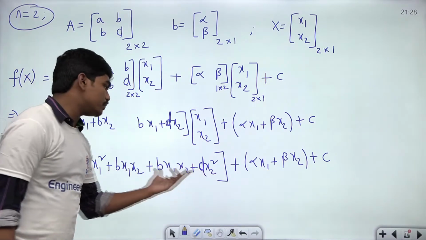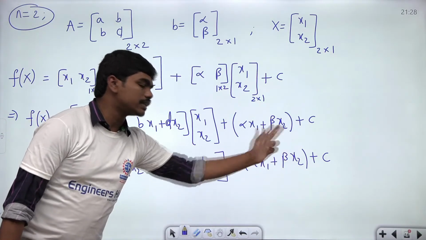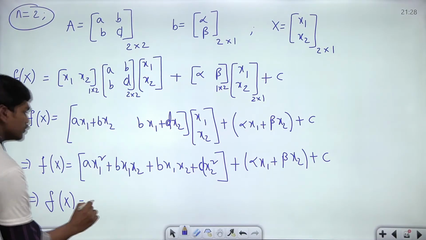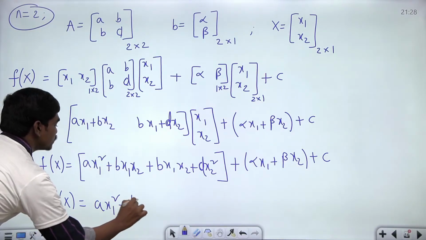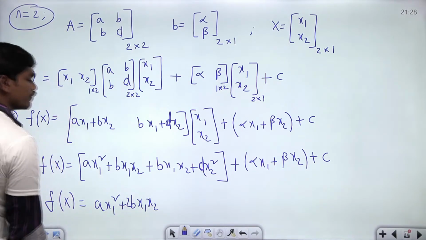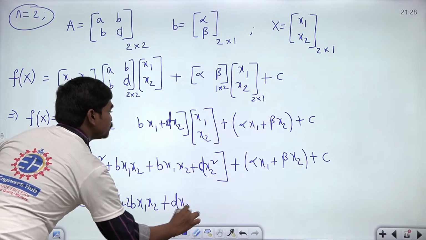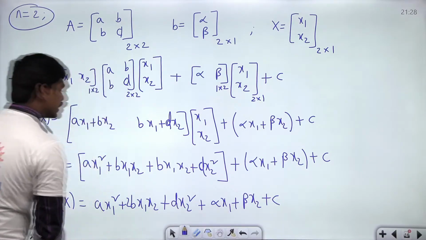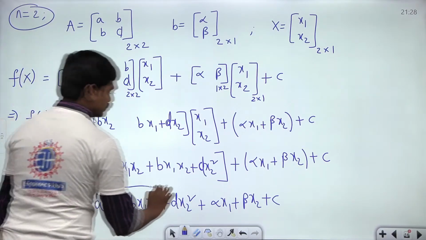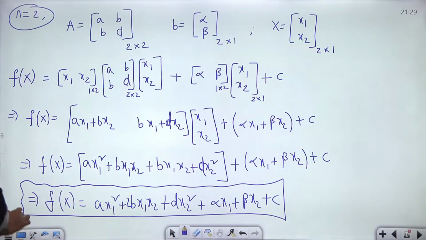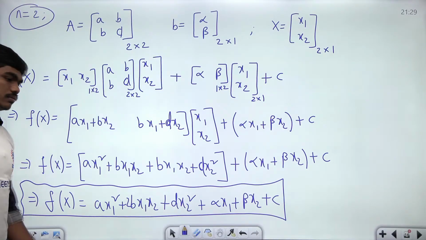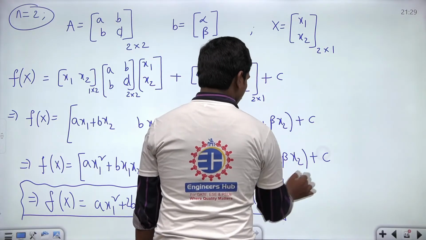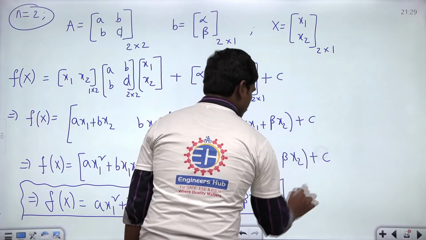Correct? Now this complete term is a scalar, and this term is also a scalar, and C is also a scalar. So now if you calculate f of x, you will get Ax1 square plus 2b times x1 x2 plus dx2 square plus alpha x1 plus beta x2 plus c. This is the total expression that we have for f of x. So now this is f of x, and you want the point x where you have the minimum for this function.